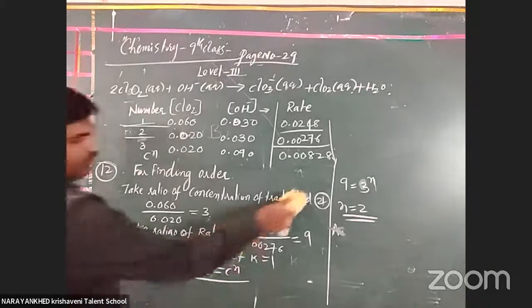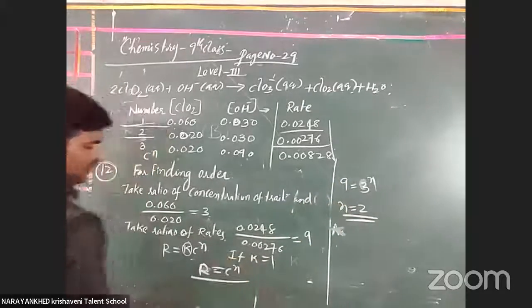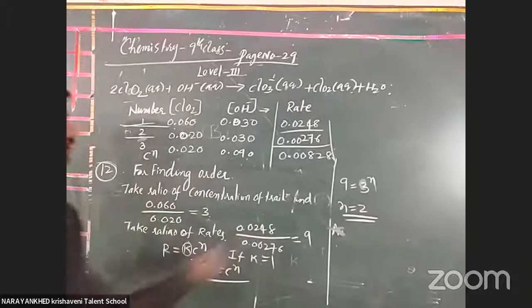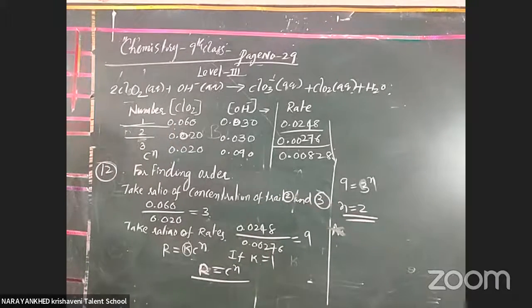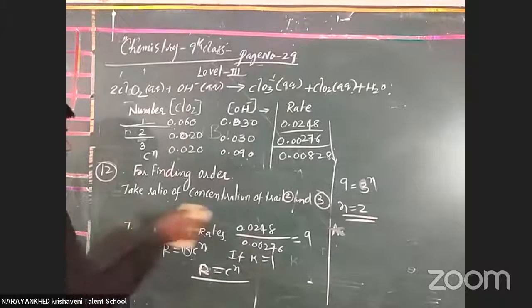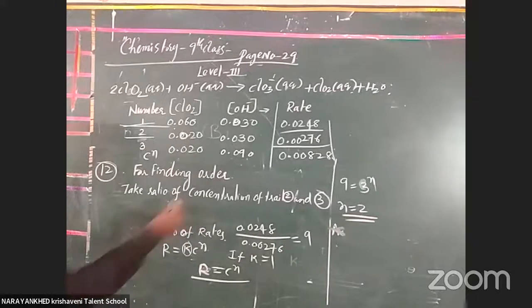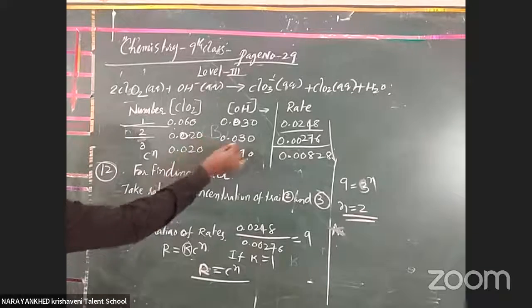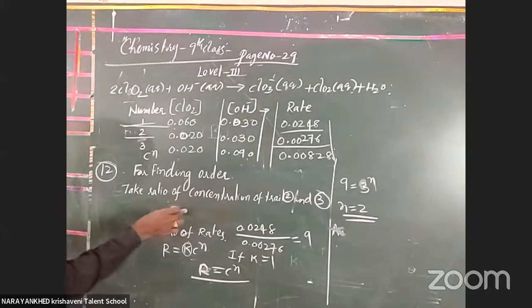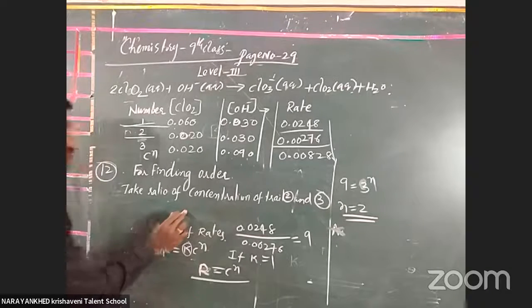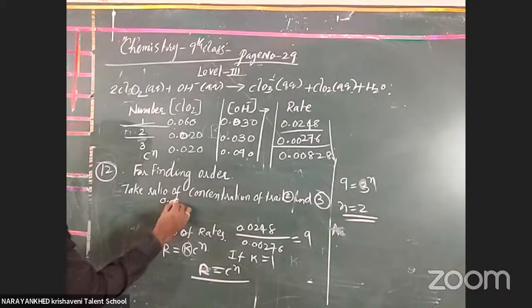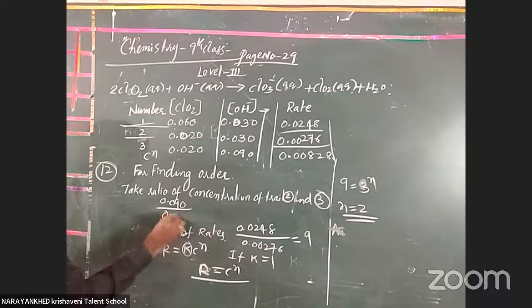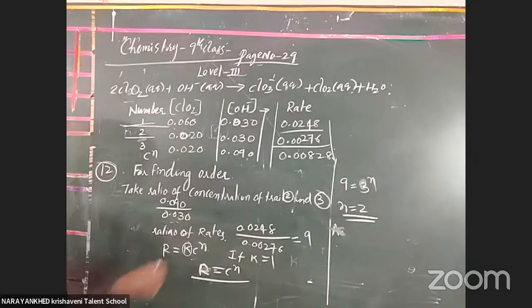I am taking the concentrations of trials 1 and 2, for your convenience. I am taking 2 here and 3 there, so that automatically the values change. The 12th question: what is the order of OH minus? It is written as 0.090 by 0.030, which becomes 3. Understand, all of you?